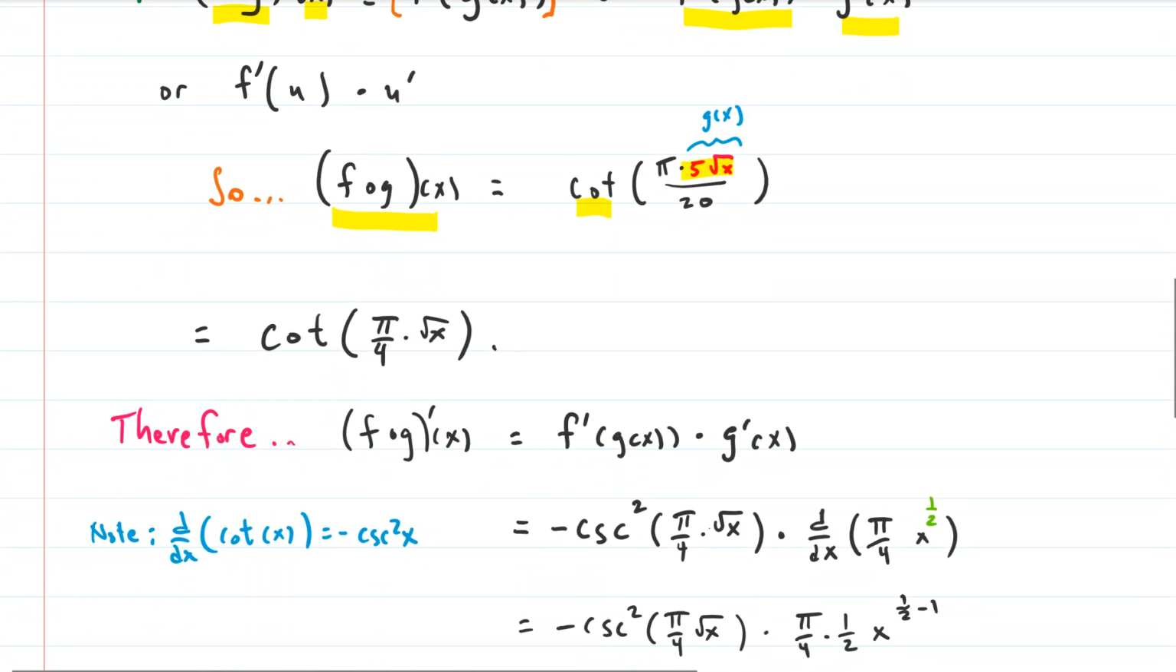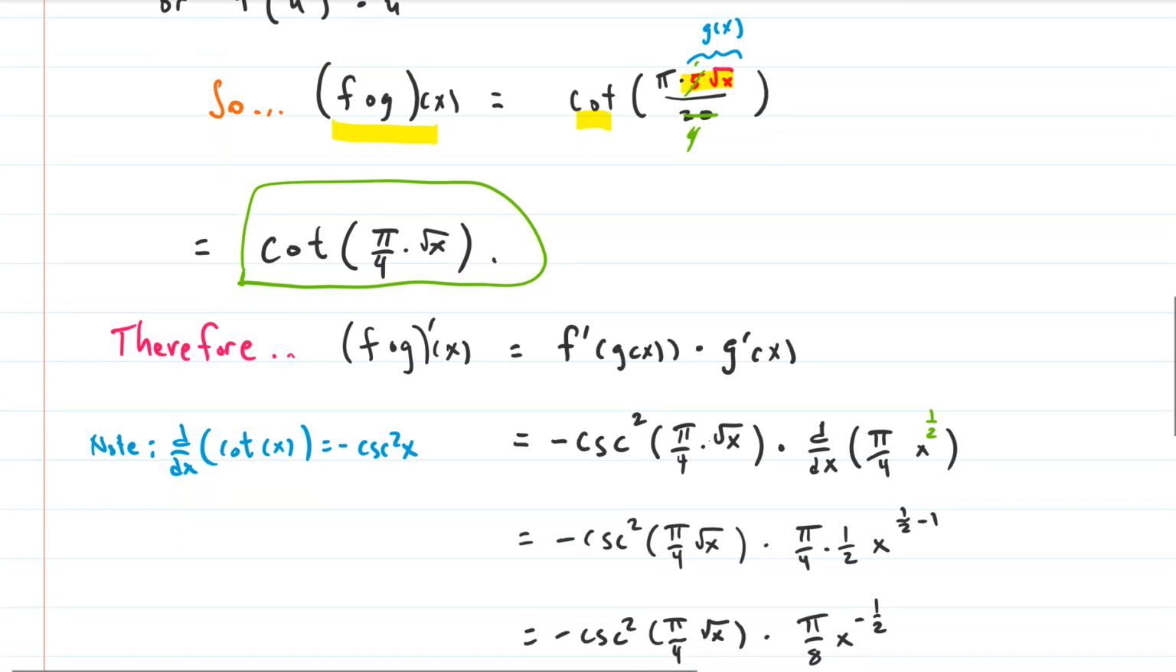And if we do a little simplification here when we compute f of g, we said f of g was the cotangent of pi 20th times 5 times root x. We can do some simplification here. The 5 goes into 20 four times. So that 5 pi over 20 just becomes pi fourth. So in the end, our composite function that we want to take the derivative of is just cotangent of pi fourth times the square root of x. So cotangent of quantity, pi fourth times square root of x.